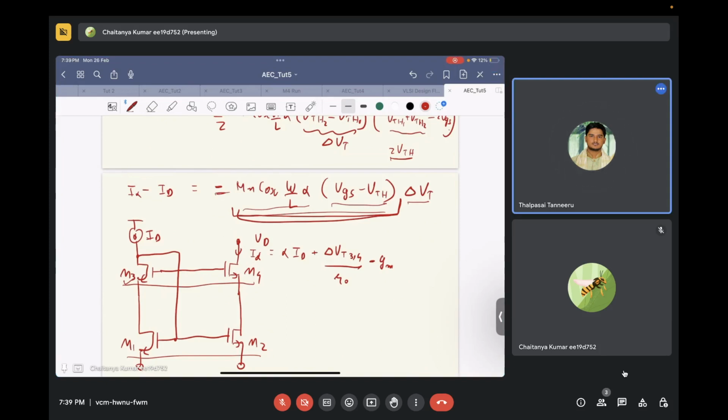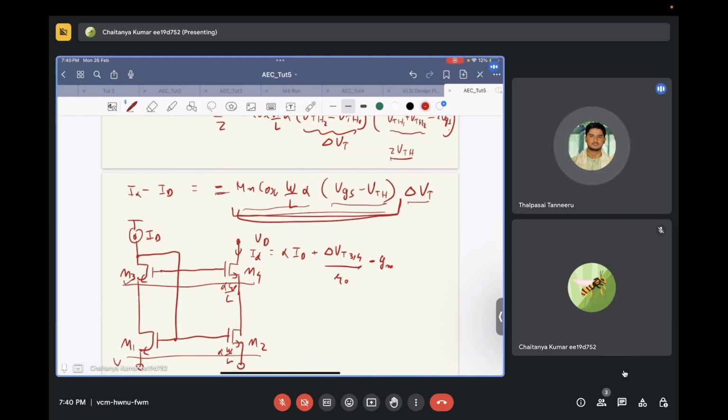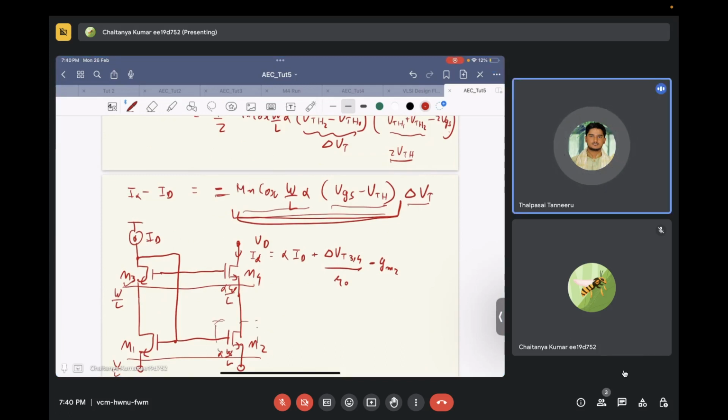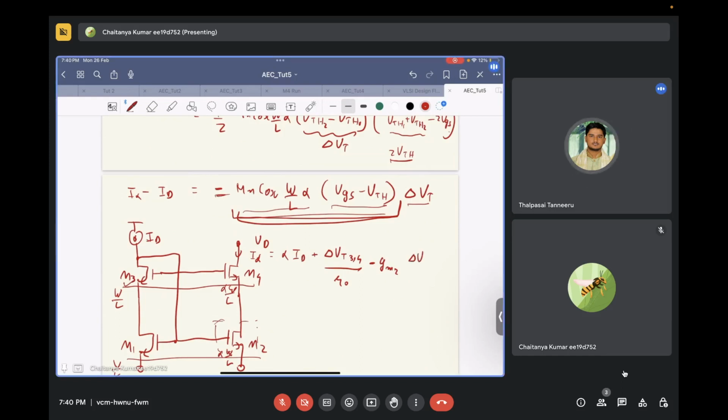Which transistor's GM is this? It is M4, sir. I think M4. Okay, M4 and M3. This is alpha W by L, this is W by L. So this is GM2, GM of transistor M2. Yes, sir. Okay, GM2 times delta VT 1 comma 2.